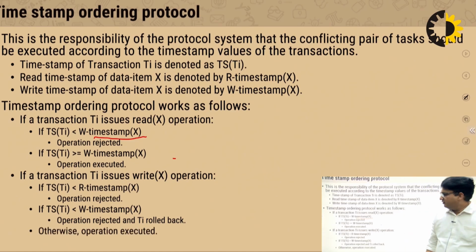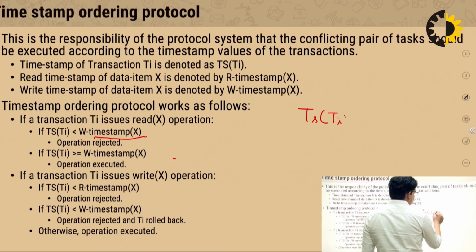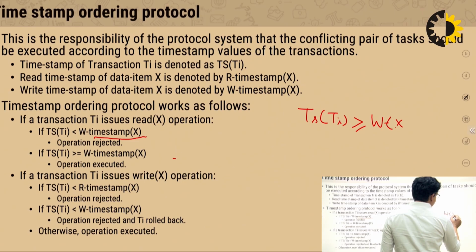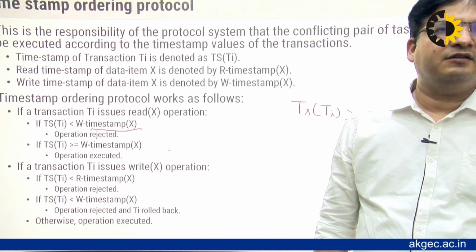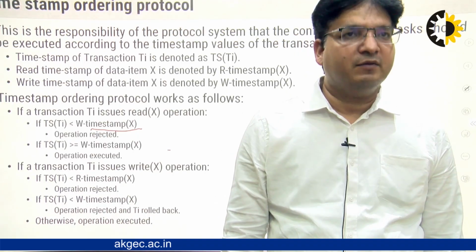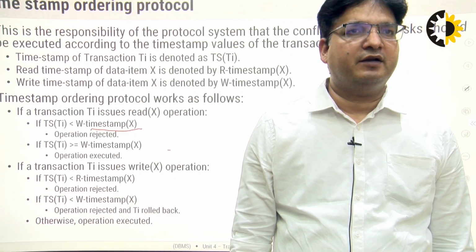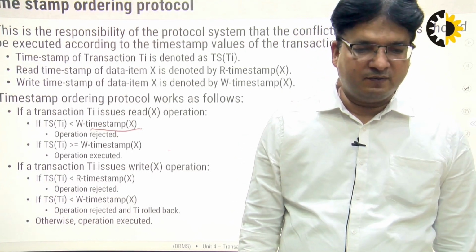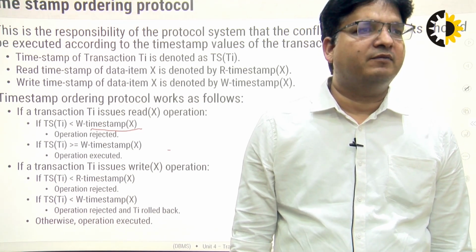Next, if the value of TS(Ti) is greater than or equal to the write timestamp, then this transaction is a younger transaction than the transaction that wrote the value of X. So a younger transaction can very well write the value if its timestamp is greater than the write timestamp, meaning it is younger than the transaction that wrote the value of X. The write operation will be successful and the write timestamp will be set to the larger of the existing write timestamp value and the timestamp value of this transaction.